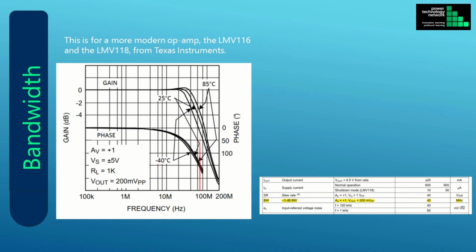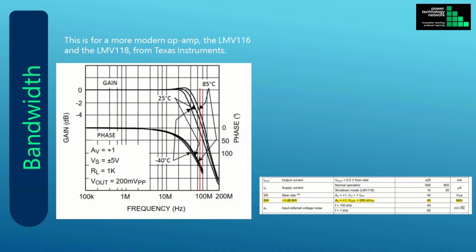This is the gain and phase as a function of frequency for the LMV116 and LMV118. This graph contains more detail than the previous. It includes the phase, as well as the effect of temperature. Temperature variation has an influence on the gain, but not so much on the phase.